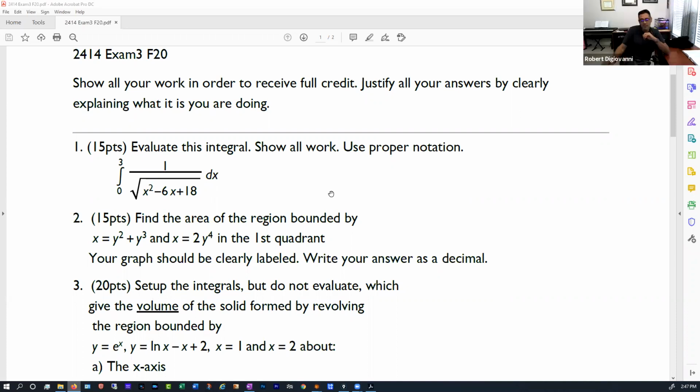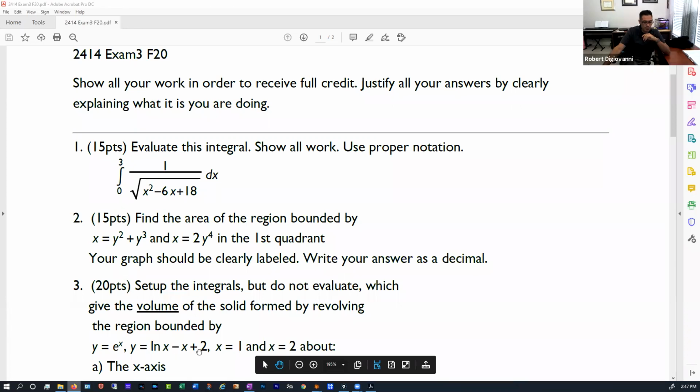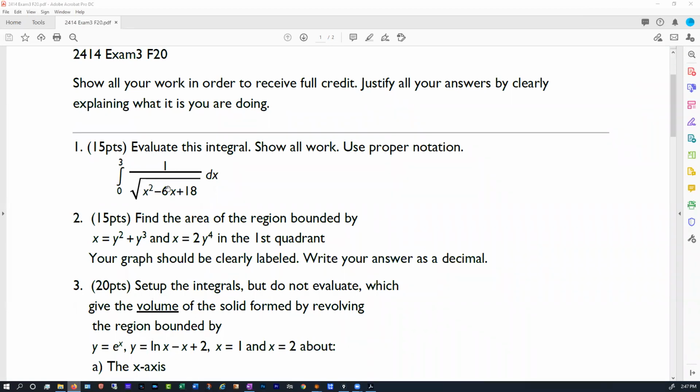I don't know about that. Is number 3 supposed to be ln x minus x plus 2? Okay. No. You need to remember why this integral is on here. There's a reason why this integral is on here. Well, you'll see. I don't even remember what this is. So I'll go back.